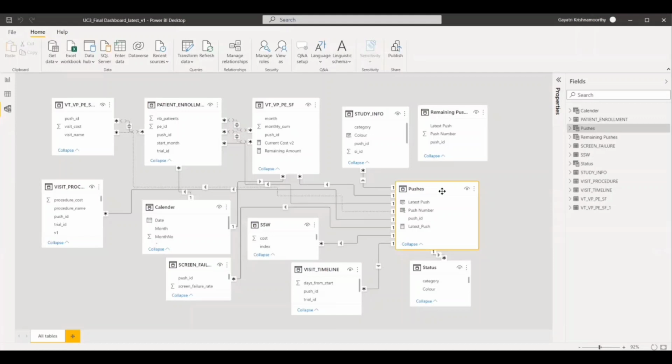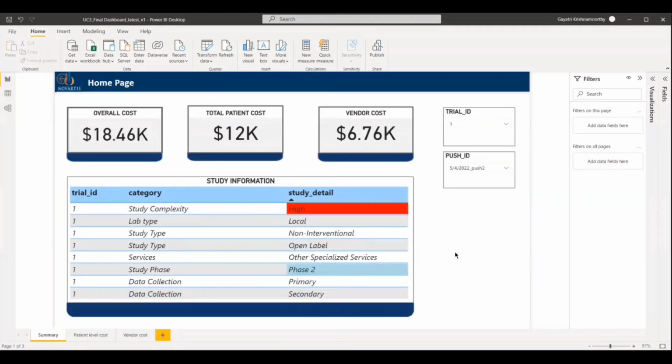Now, let's look at the ideal user journey of a project manager by going back to our report. Let's start with our homepage. We have 2 slices at the right, trial ID to indicate the trial that is being considered, and then we have push ID. So whenever a new set of data is being entered, it is represented by a push ID to uniquely identify it. And then we have study information. So this indicates different parameters of the study. And we have color-coded the most important ones, study complexity and study phase.